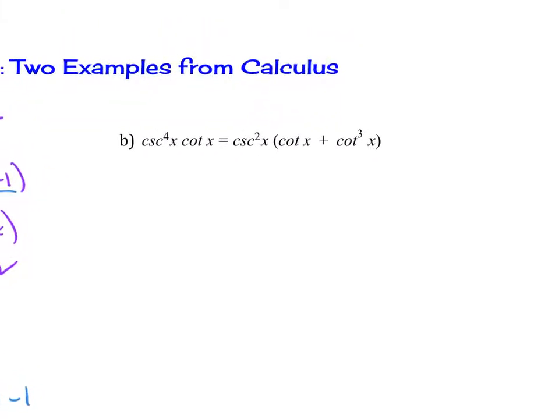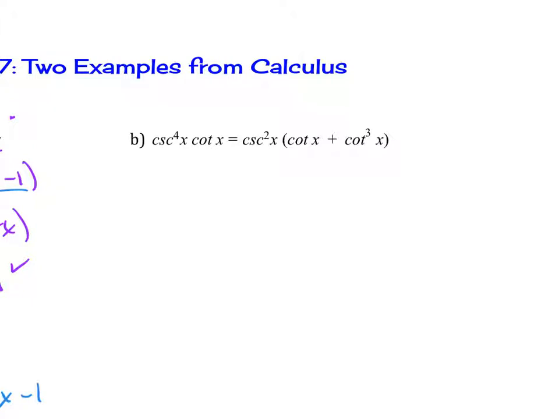Letter B. We have cosecant to the fourth of x times cotangent of x. So one thing that we can do is, I notice I have cosecant squared of x. Let's work on the left side. It's up to you whichever side you want to work on. But I'm going to do this side. So cosecant, I'm going to split it up to squared of x, and then I'm going to write it as cosecant squared of x times cotangent of x.